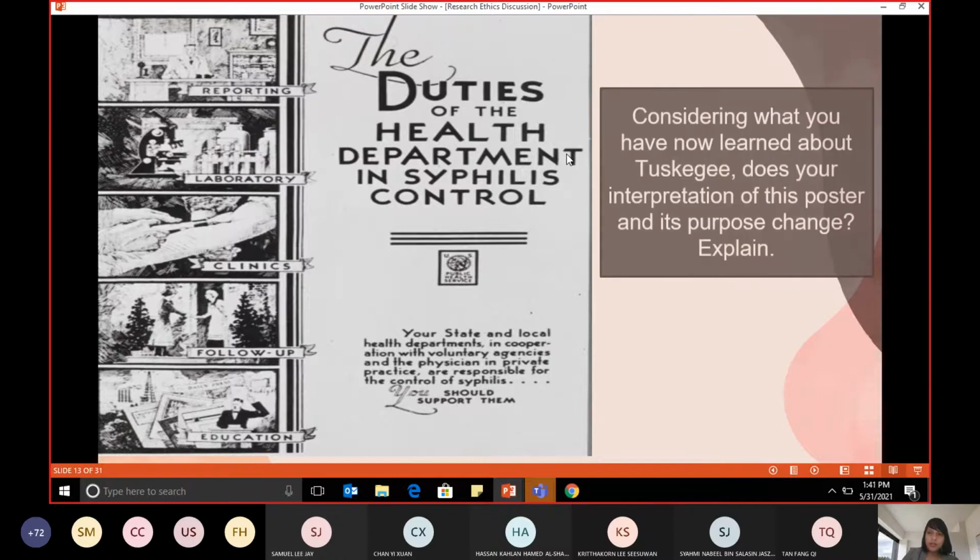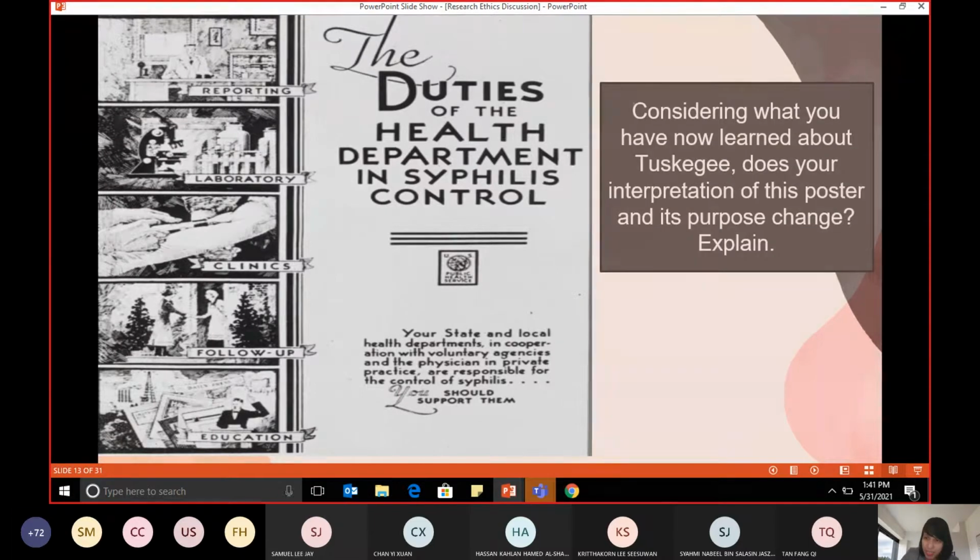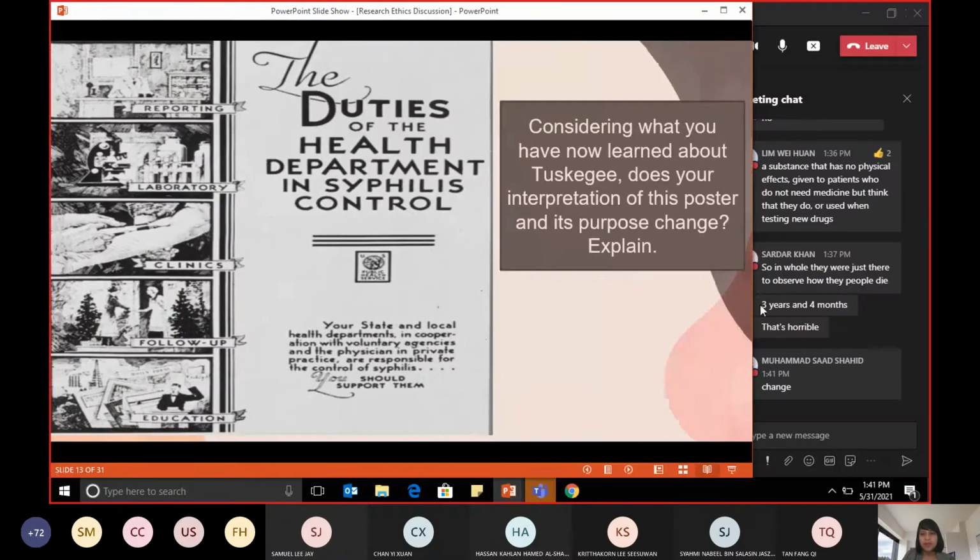Okay, so considering what you have now learned about Tuskegee, does your interpretation of this portal and its purpose change? Whatever I shared with you is actually not much. You can also do your own research. You can find more information anyway. But do you think it is going to change your perception about this poster? Why? Why do you think it is going to change?